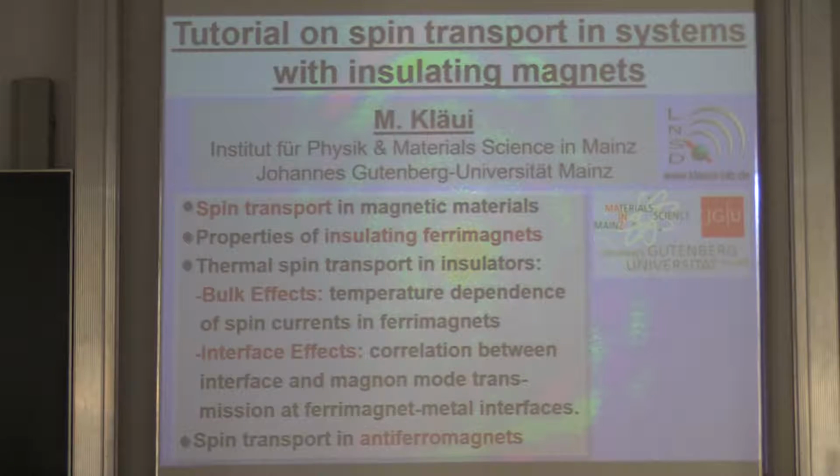And then the main part will be really thermal spin transport in insulators, and the role of bulk effects and interface effects. I'll show you that both the bulk as well as the interface to a neighboring metal are important in order to understand the signals that you measure. And finally, just a few words about spin transport in antiferromagnets, because that's quite hot, as you saw in the talk before.